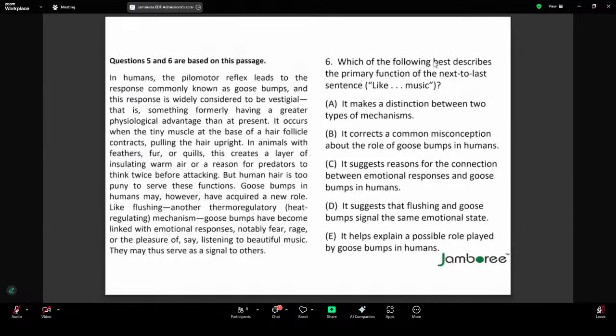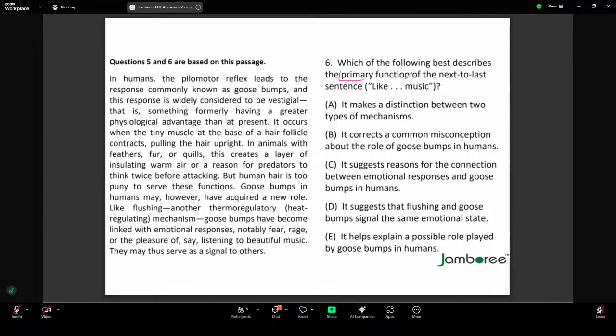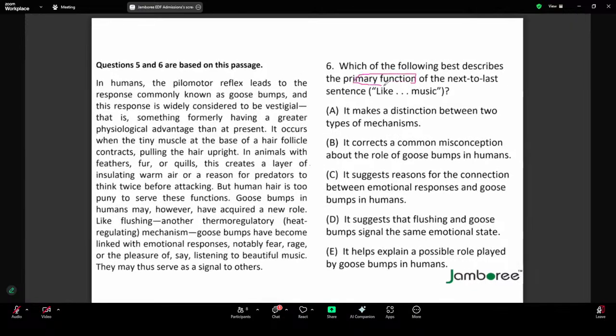Which of the following best describes the primary function of the text of the next to the last sentence? Where is next to the last? I could have highlighted this part. Okay, this one. They're just explaining what role it has, because they might have acquired a new role and then they're explaining here what that new role could be.